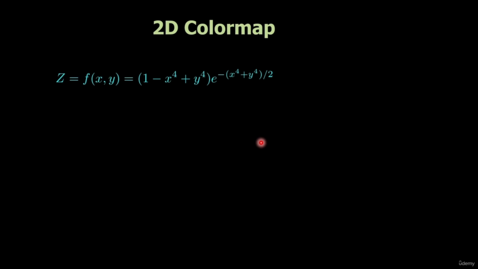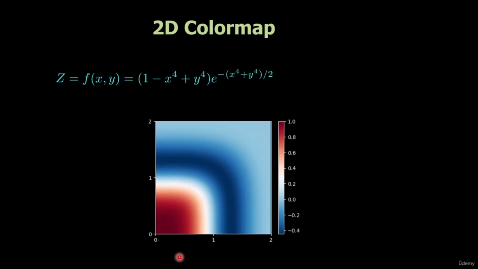We have two variables x and y, and z is a function of x and y. This is the functional form of z, which is (1 minus x to the power 4 plus y to the power 4) times the exponential of minus (x to the power 4 plus y to the power 4) by 2. Suppose we have values for x and y, then we can compute the values of z and plot it. This is how the plot looks when we plot it using Matplotlib.